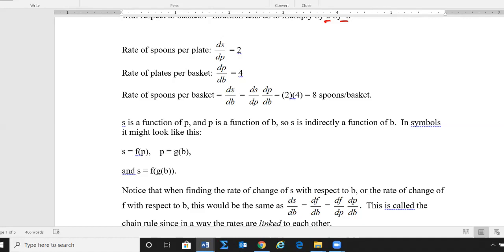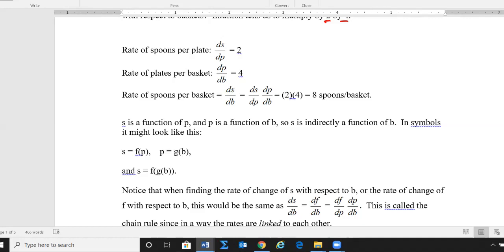Anyway, here's another way to view it in terms of our composition notation. s is f of p, p is g of b, so s must be f of g of b. And when you find the derivative, you will be multiplying the rates, like this. So when you form that composition, you'll be multiplying by the rates.